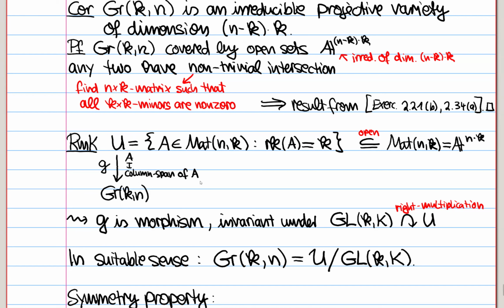And of course, this column span is invariant, as we have seen, under right multiplication by a certain general linear group. And I just wanted to point out, as an outlook, if you want to study algebraic geometry further, you could show that this is a surjective map, and in fact the Grassmannian in a suitable sense is the quotient of this variety U by this group action.